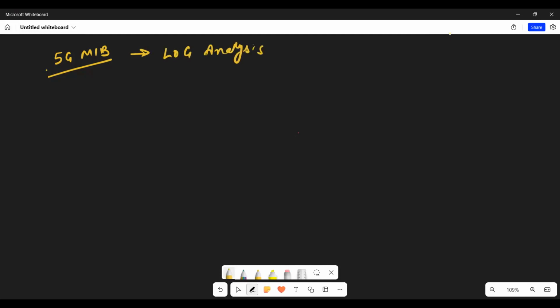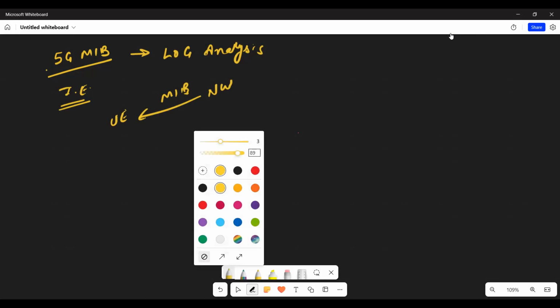Okay. So we are looking into IEs, right? What is broadcasted from the network, basically the base station, to the UE in the master information block. So the master information block is a part of SSB, right? And in SSB we have this PBCH that contains the MIB.